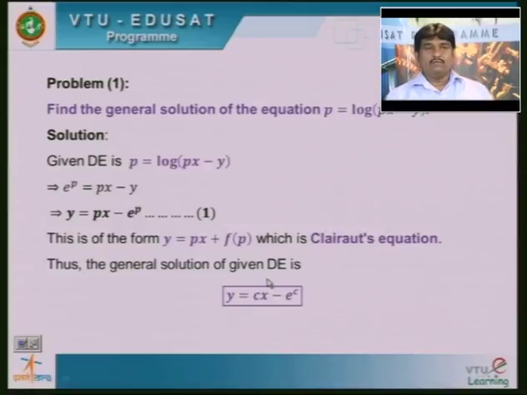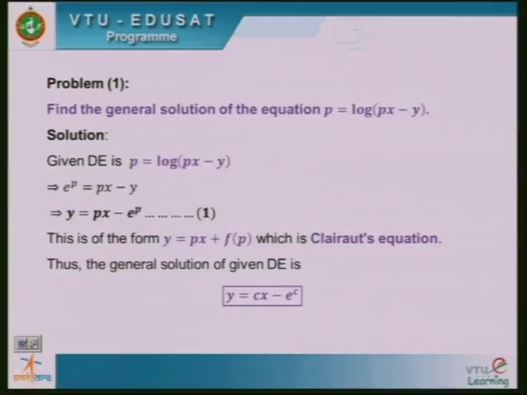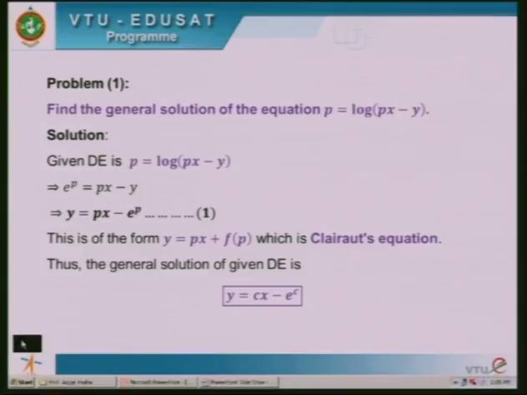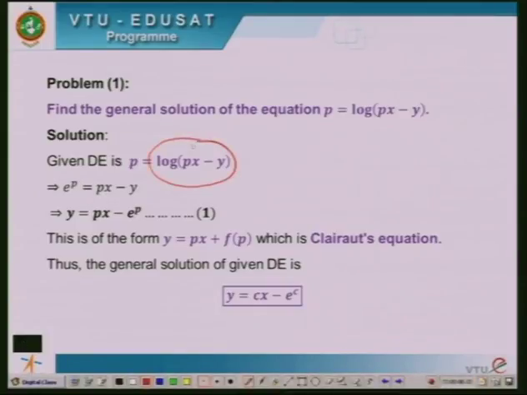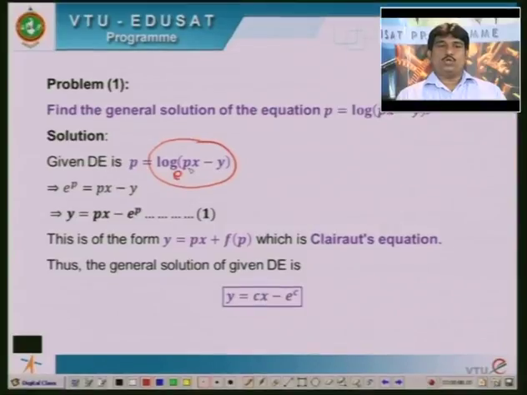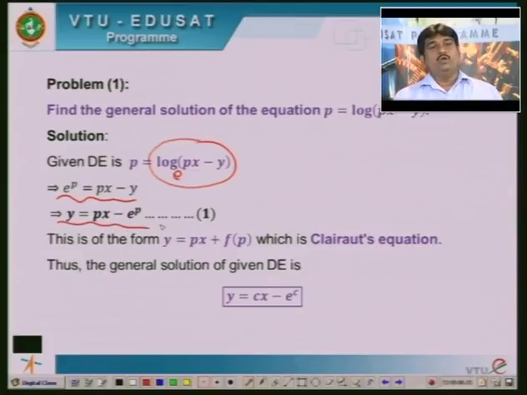Problem number 1: find the general and singular solution of the equation p equals log of px minus y. The given differential equation is p equals log of px minus y, and by default the base is e. p equals log of px minus y to base e means e to the power of p equals px minus y. So shift y to the LHS and e to the power of p to the RHS to get this form, y equals px minus e to the power of p.